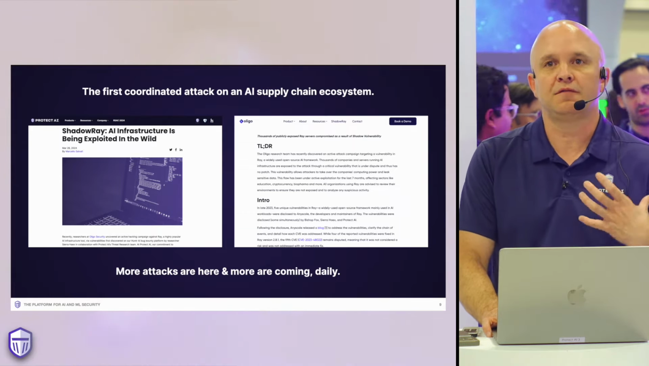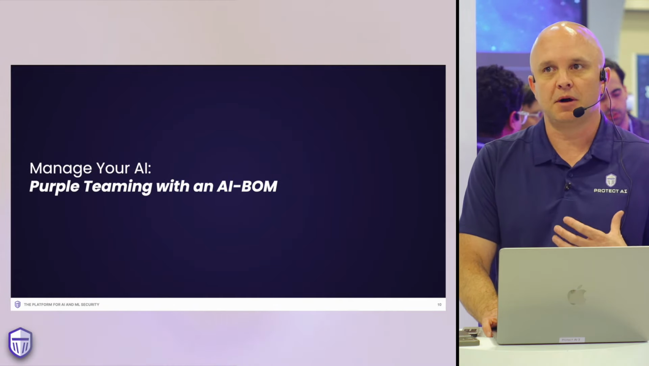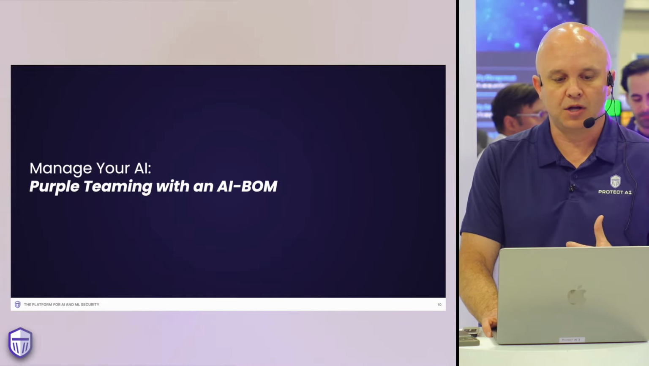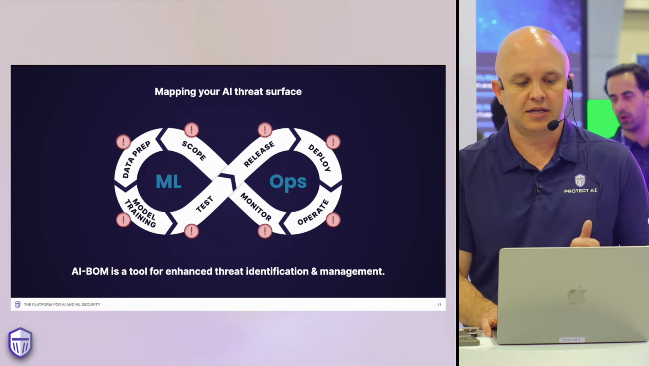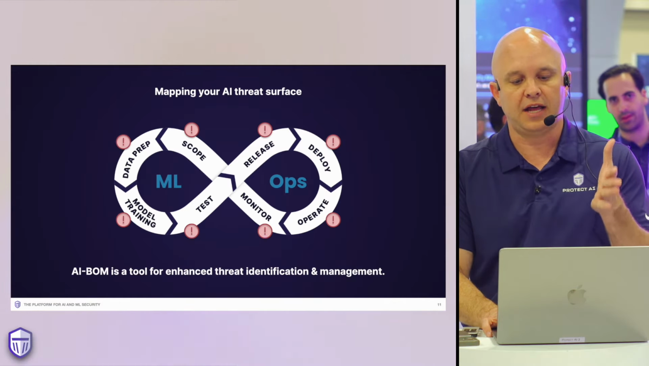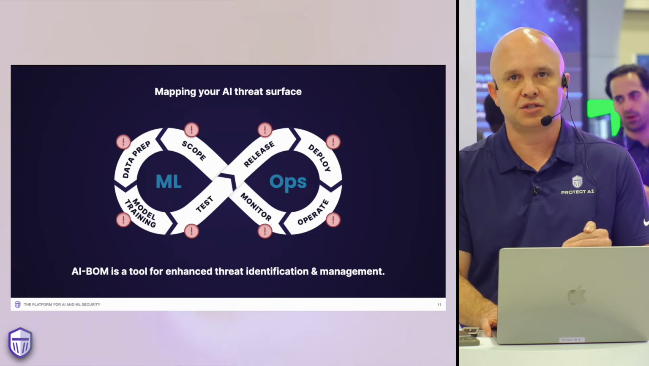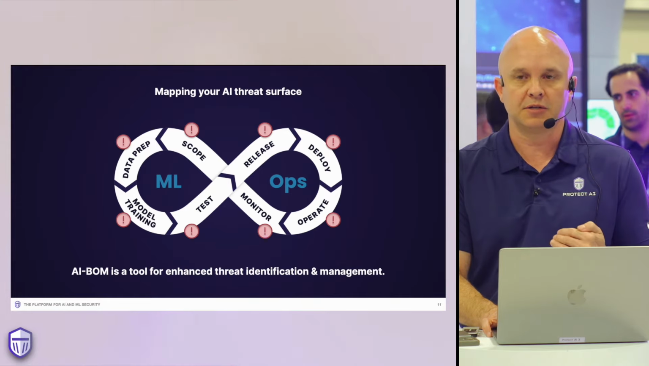We do that with invoking purple teaming for AI/ML. Purple teaming with an AI-BOM is pretty critical. And you might ask yourself, how does this happen? Well, it starts by mapping your threat surface. The first thing you need to understand is that an AI-BOM is a tool for enhanced threat identification and management across every stage of the MLOps or the model lifecycle or the AI development lifecycle.